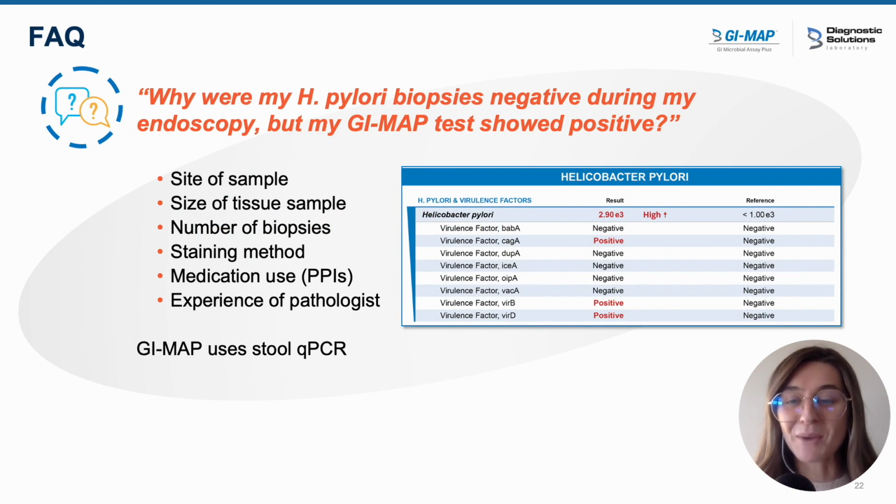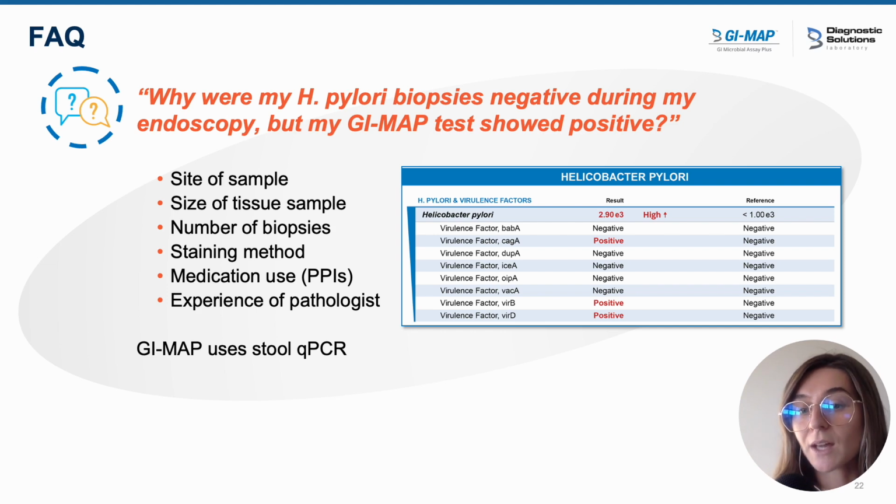One of the most common questions that I get from practitioners is, my patient had an endoscopy done and H. pylori biopsies were negative, but I'm doing a stool sample via the GI map and the test is positive. Why is that? And there's a lot of reasons for why there could be discrepancies in testing. And I will say that my favorite is to do quantitative PCR stool testing, which the GI map utilizes.